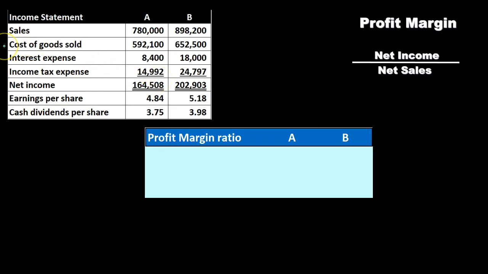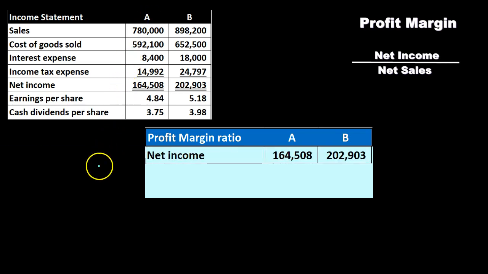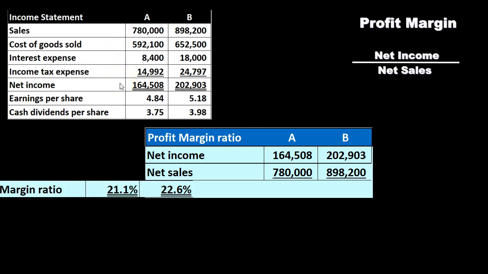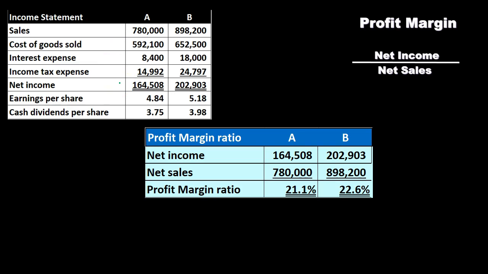If we take a look at our data, we have the income statement for A and B here. We can consider them as two separate companies, two sets of data. We have our income statement. We're going to start off with the net income. Net income is going to be the bottom line, so the 164,508 and the 202,903. We're going to divide that by the sales. So this is going to be the top line. This is what we're generating, the revenue, minus all the expenses gets us down to the bottom line. We divide those two out and we get our profit margin.